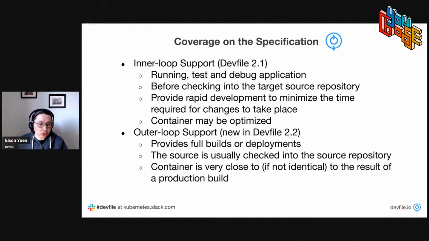Devfile also covers both inner loop and outer loop. By inner loop, I mean you can build, run, test, and debug your applications in a rapid development environment, so you can quickly go through and see your test results. But then the container may be a little bit more optimized. That's why we also have outer loop support, which allows you to do the full build and deployment. The output of that will be much closer to a production build, so it can be the final test before you put it on a staging environment.